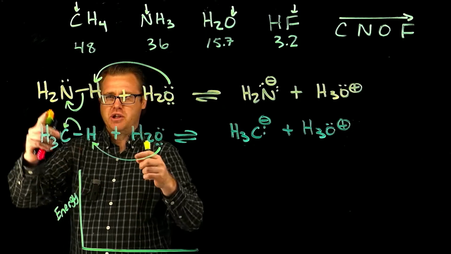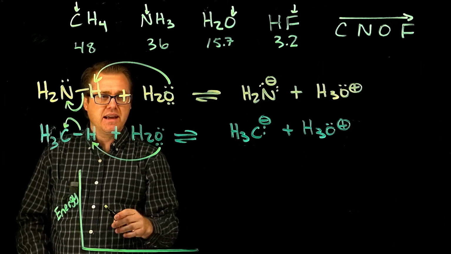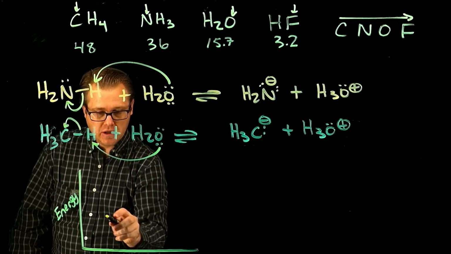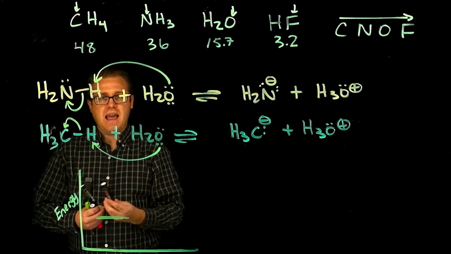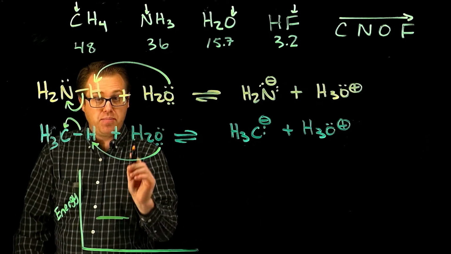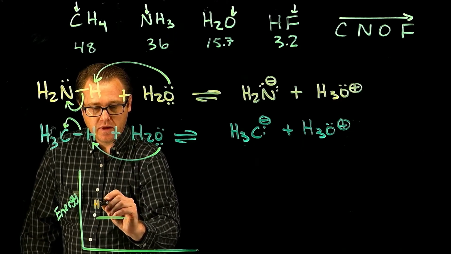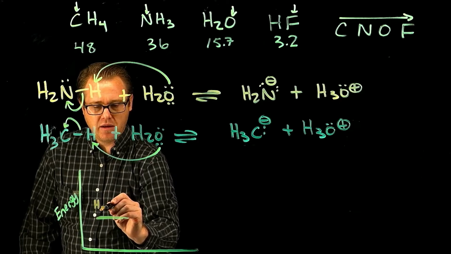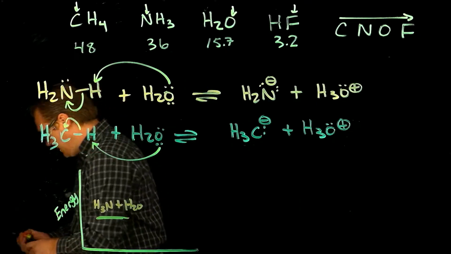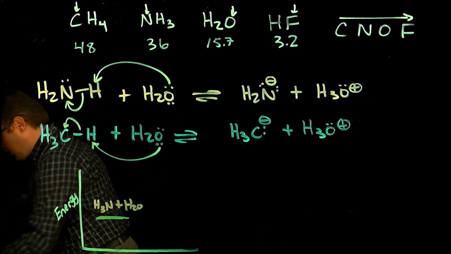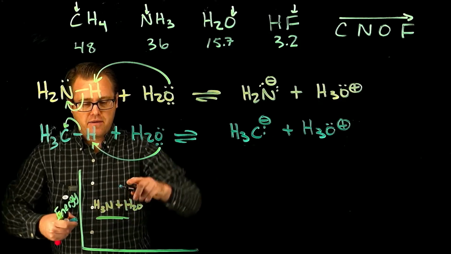So what you can do is look at this reaction and this reaction, and in the reactants we can see they're all neutral. So we can draw an energy level right there, and we can say, hey, that's going to be both of them. So we have NH3 plus water, and then we have the methane.